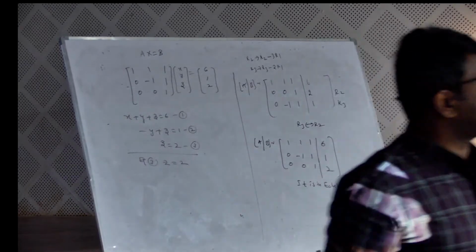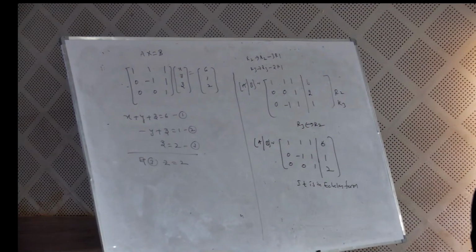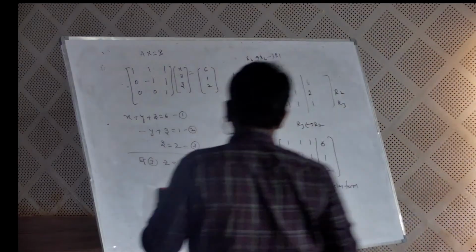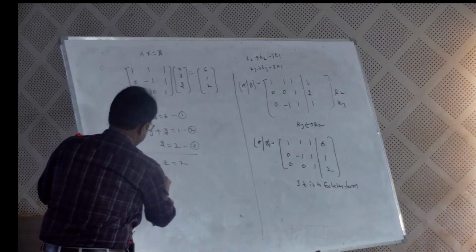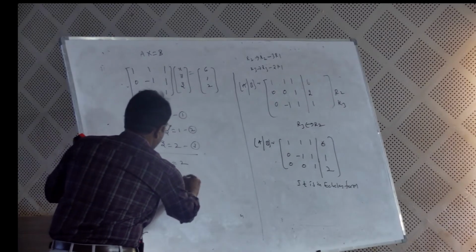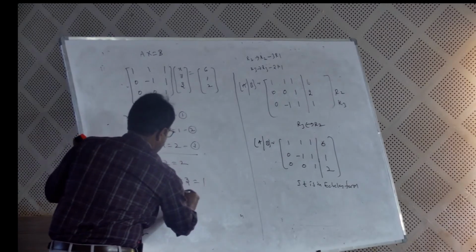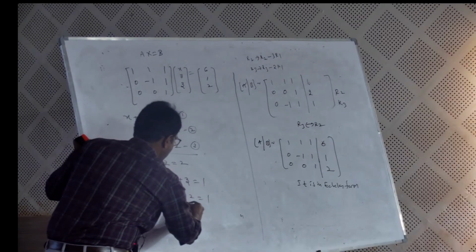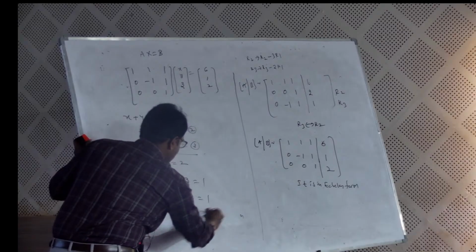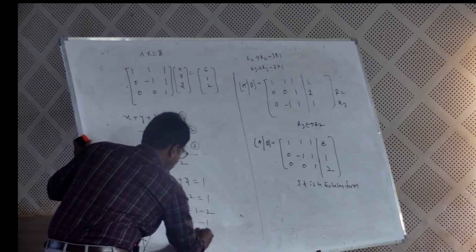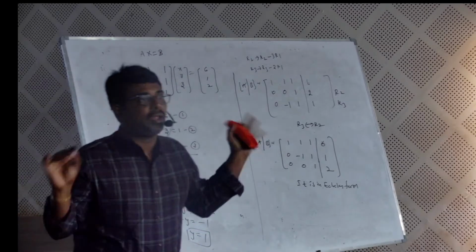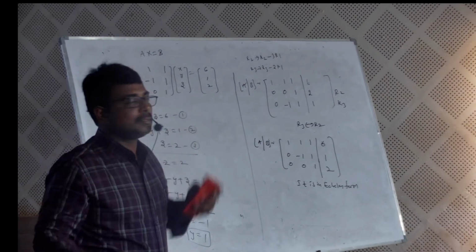Next, move to which equation? Second equation. Now your concentration on second, later first. What is the second equation? Minus y plus z. Substitute which value? Z value. Minus y plus 2 equal to 1, minus y equal to 1 minus 2, y equal to 1. Z value, y value, both are obtained.